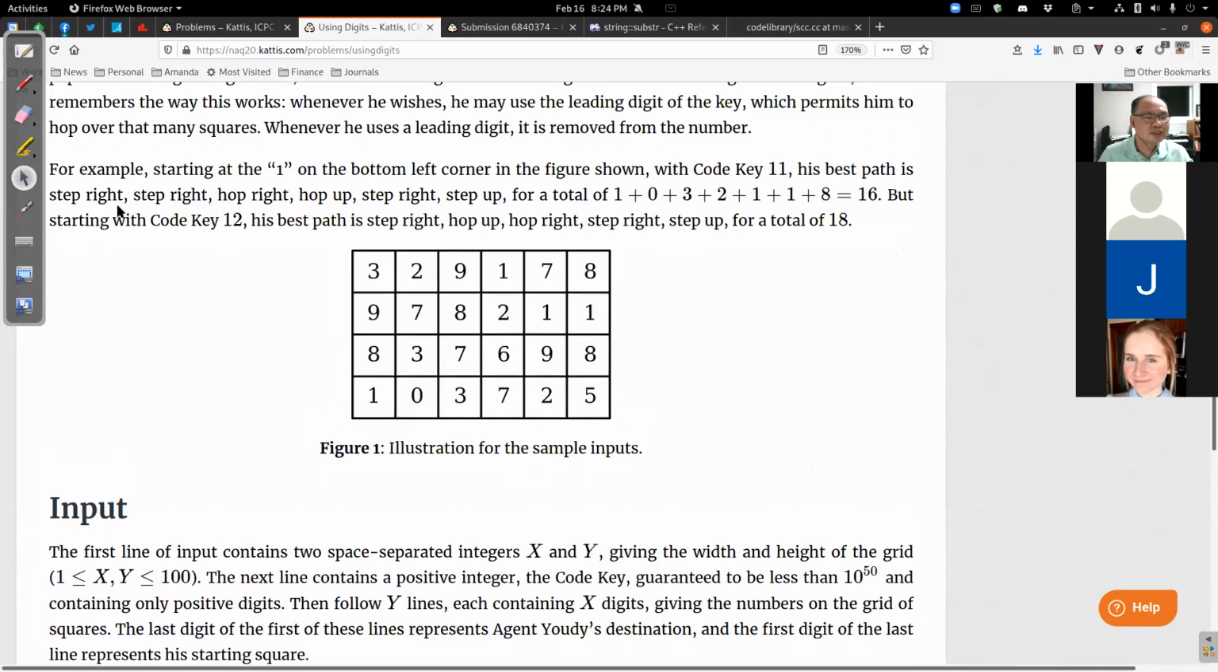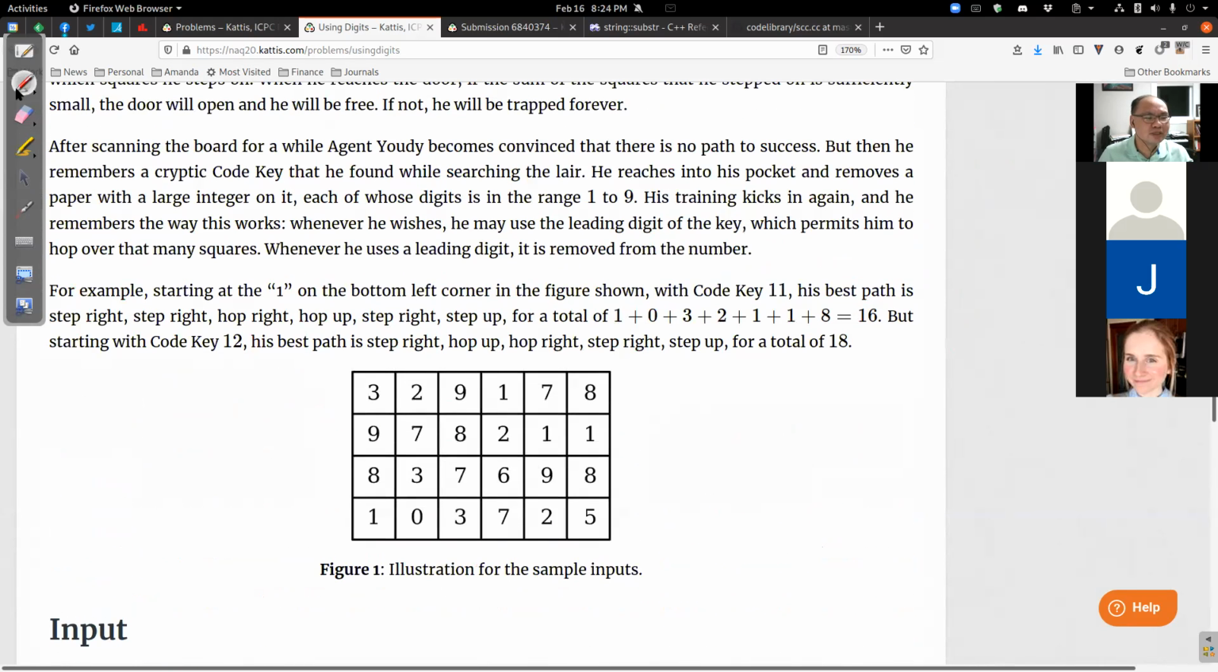So where's the twist? The twist is that he remembers that he has a cryptic code key that he found while searching the lair, and he reaches into the pockets and removes a paper with a large integer on it, each of whose digits is in the range of 1 to 9. So you have a long string of 1 to 9. Okay, so 1, 2, I don't know, 3, 4, 9, 1, 3, whatever. You have a long string. Okay, what can you do with this?